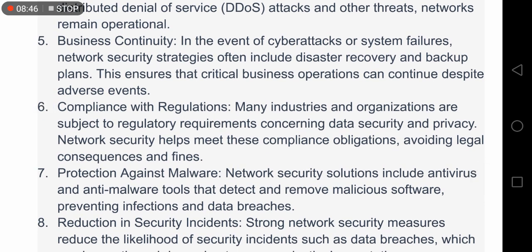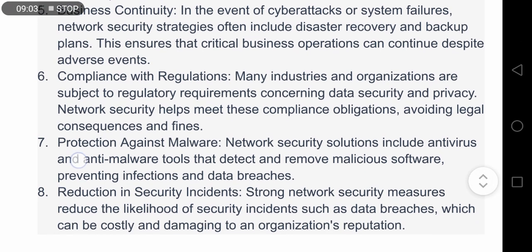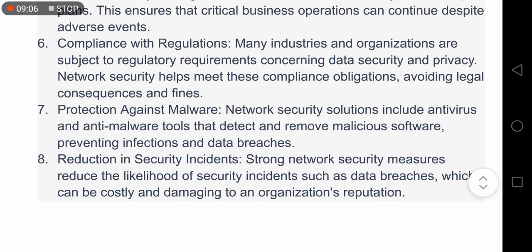Number 5. Business continuity. In the event of cyber attacks or system failure, network security strategies often include disaster recovery and backup plans. This ensures that critical business operations can continue despite adverse events. Number 6. Compliance with regulation. Many industries and organizations are subject to regulatory requirements concerning data security and privacy. Network security helps meet these compliance obligations, avoiding legal consequences and fines.